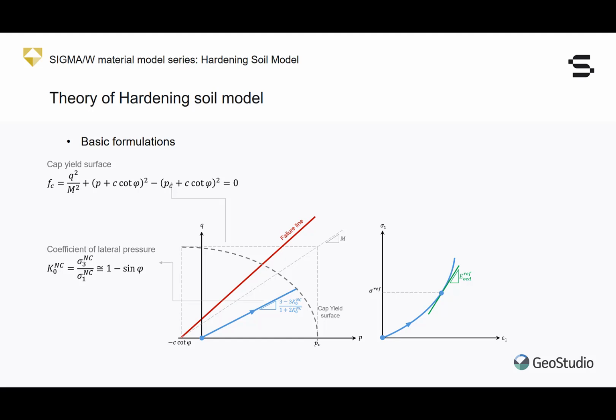The odometer stiffness is also a stress-dependent stiffness, presented in terms of the vertical stress sigma 1 in a one-dimensional odometer test. Notice that the dependence on sigma 1 is different from the other moduli that were dependent on sigma 3. The model's constants are once again highlighted in light gray.